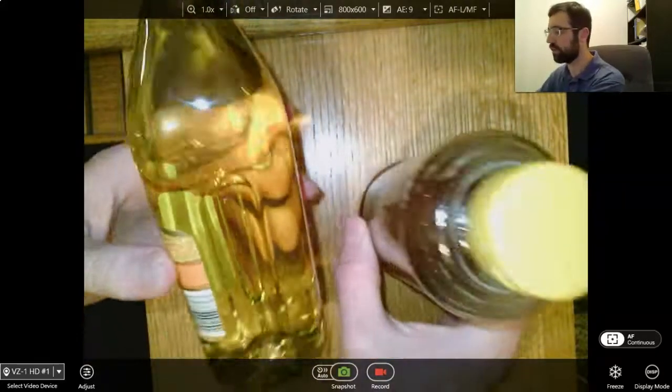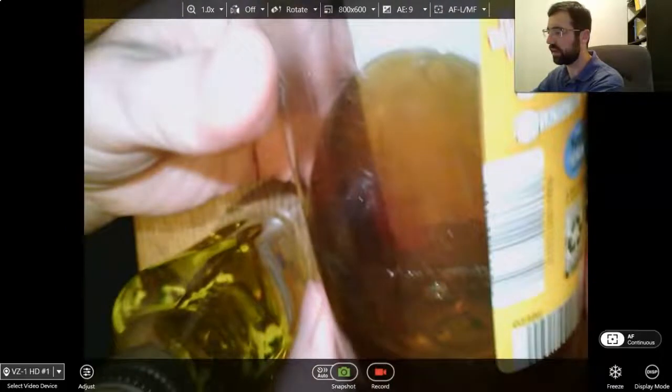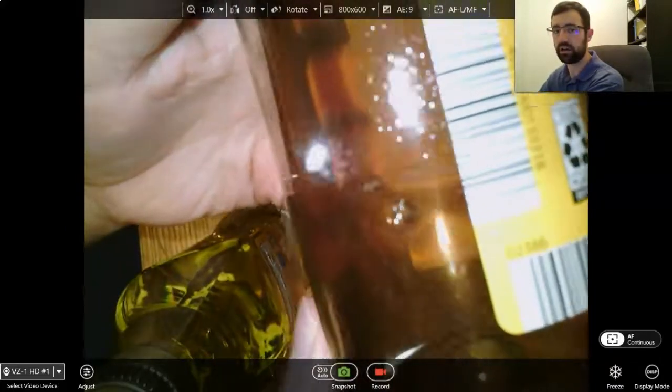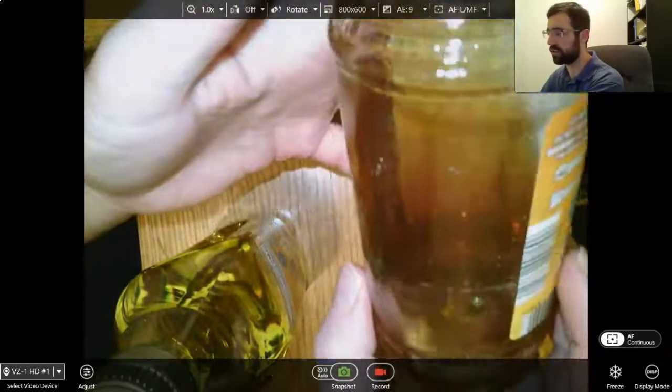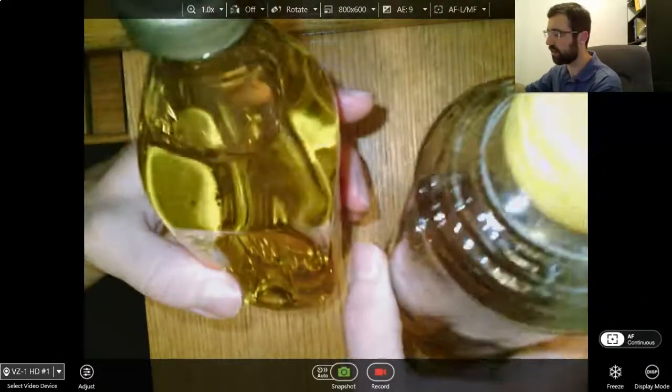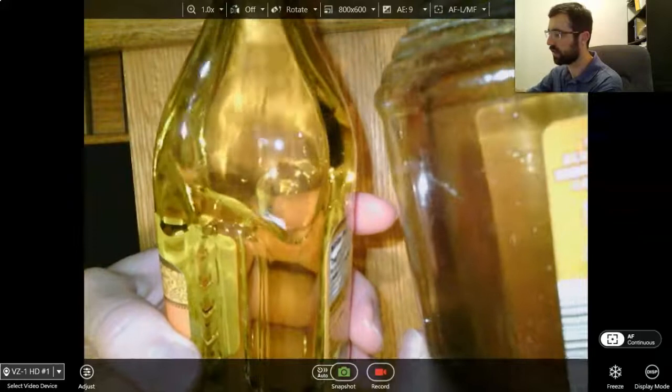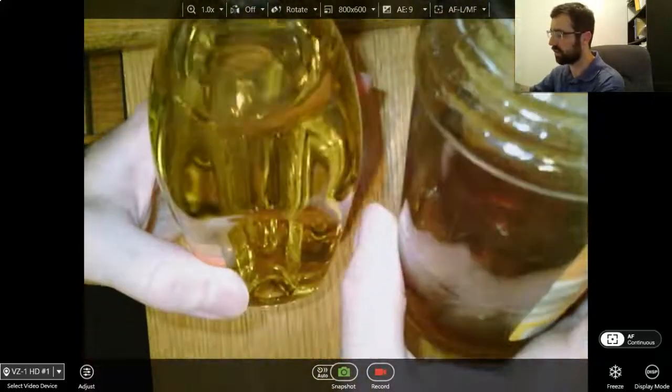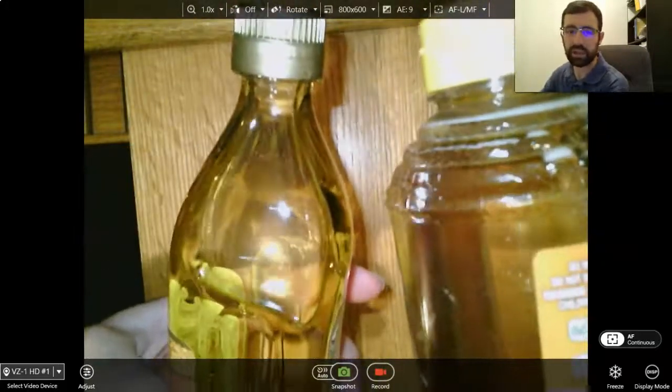If I do the same thing with the honey, it's taking a lot longer to flow from one location to another. So that's what I'm talking about when I talk about viscosity. See how the honey flows much more slowly? The thick substance is not all that runny, okay?